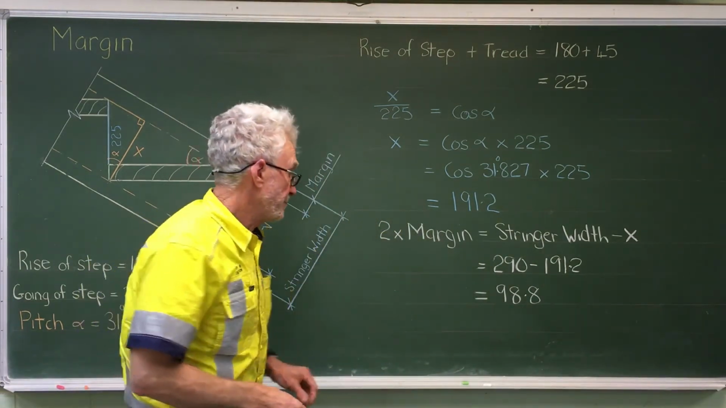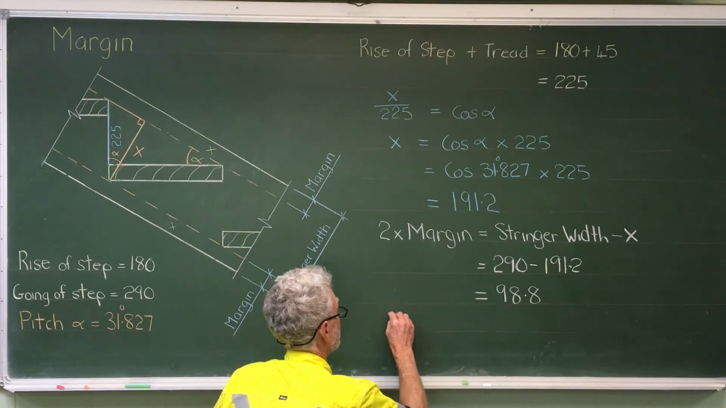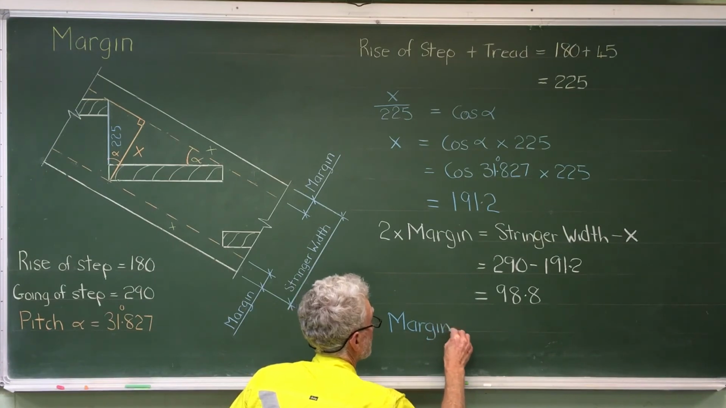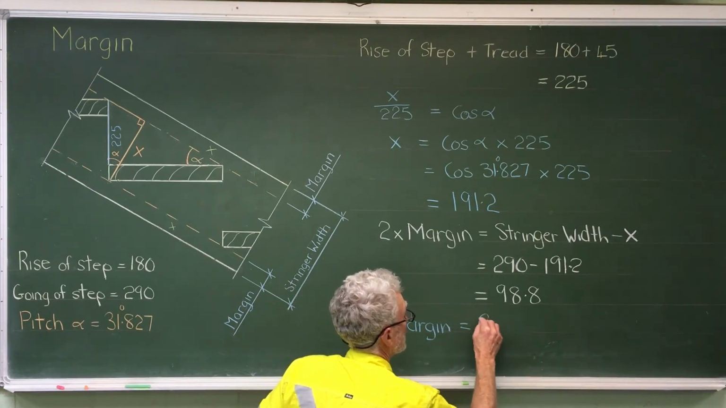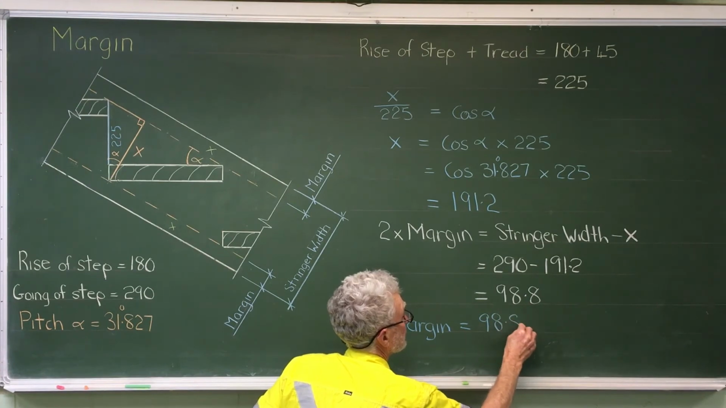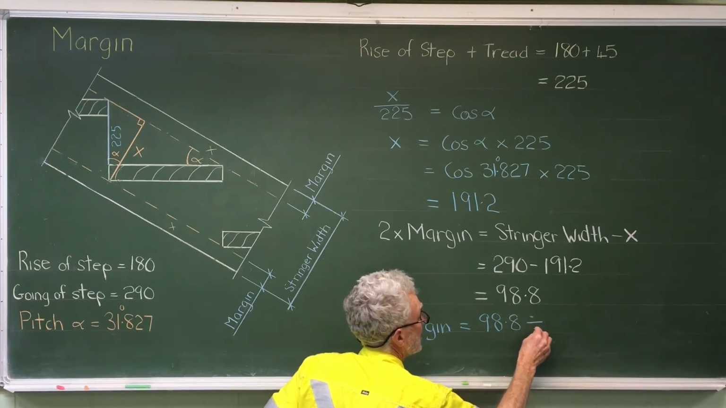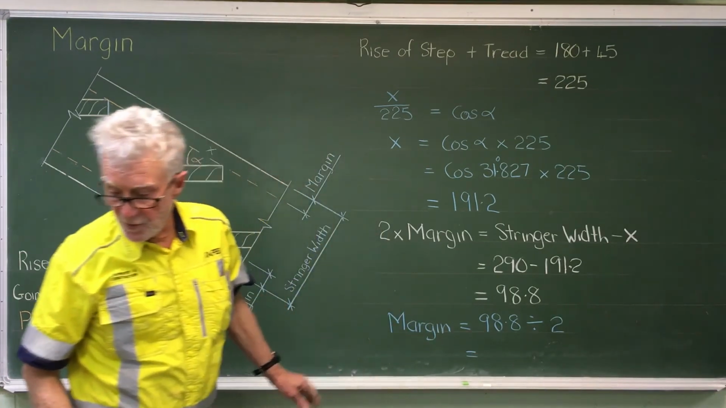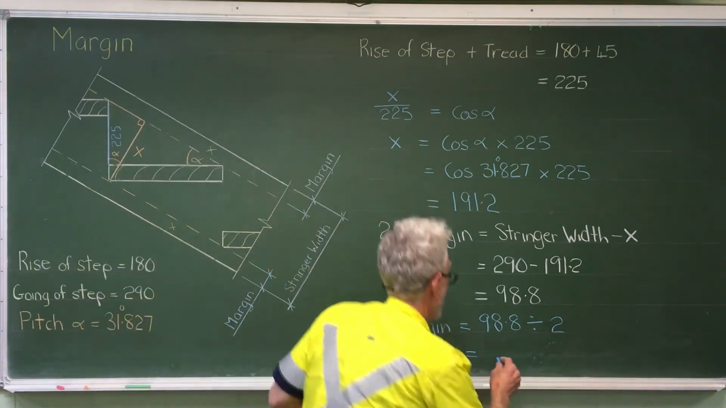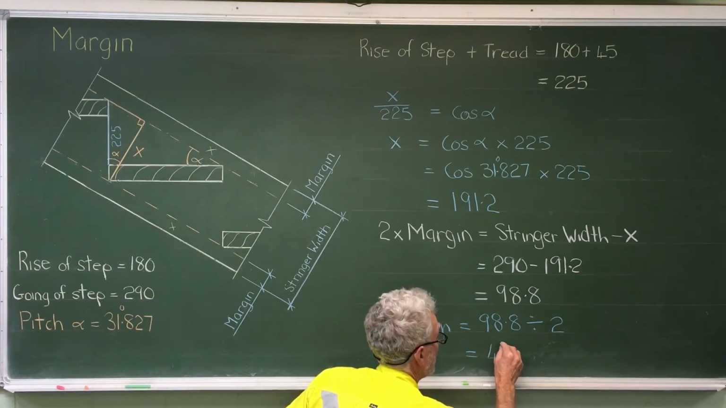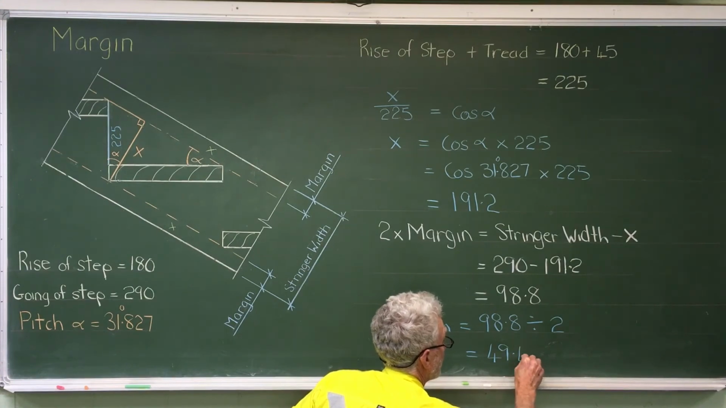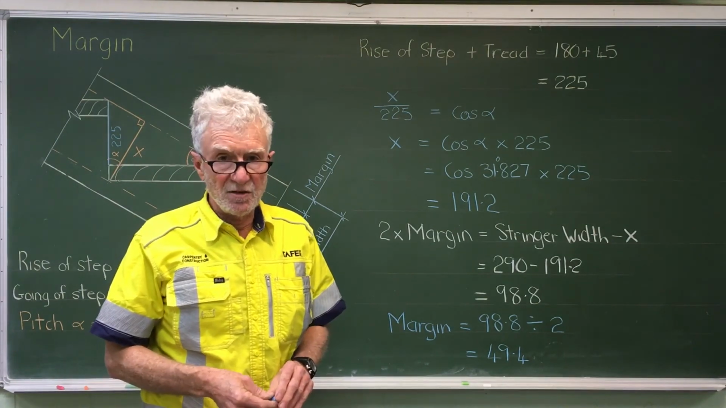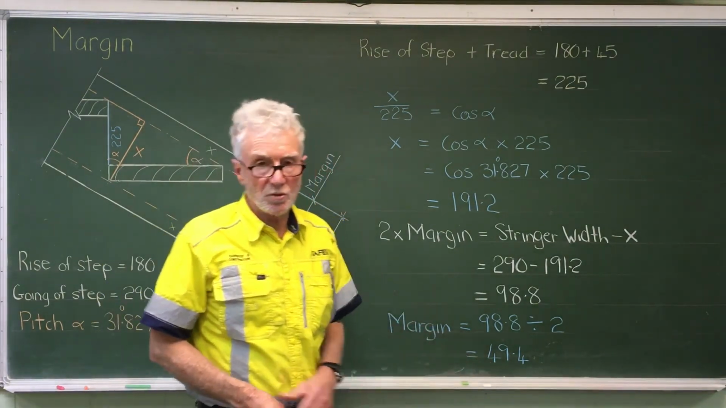So my margin is 98.8 divided by 2. Put that through the calculator. I get a margin of 49.4 mil. When I'm setting that out on the stringer, I round that to 49 mil.